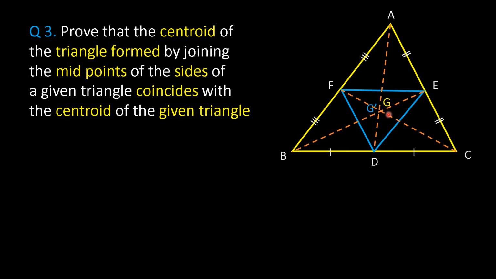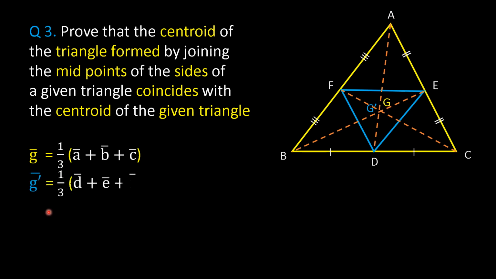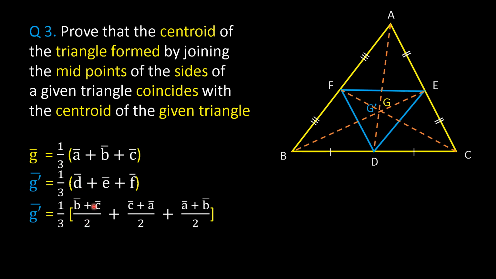Now, by centroid formula, we have G bar equals 1/3 (A bar plus B bar plus C bar), where G bar is the position vector of this centroid G, which is the centroid of the yellow triangle, and G' bar, which is the centroid of the blue triangle DEF, will be 1/3 (D bar plus E bar plus F bar), which will be, in place of D bar, we will write (B bar plus C bar) by 2.